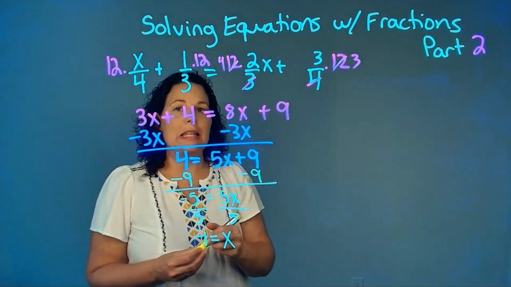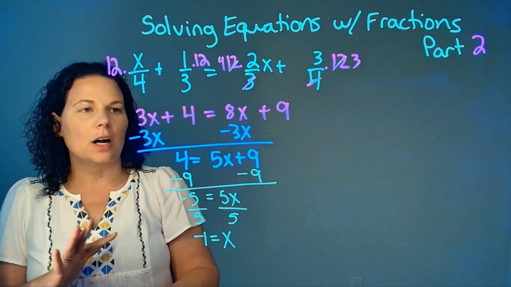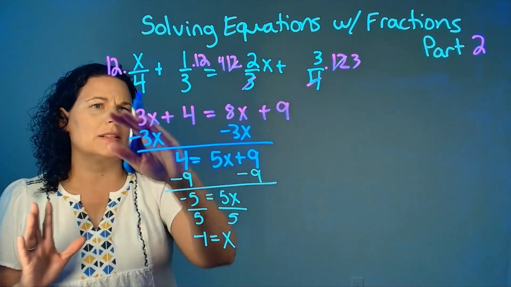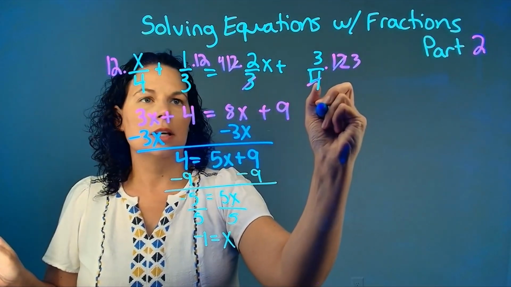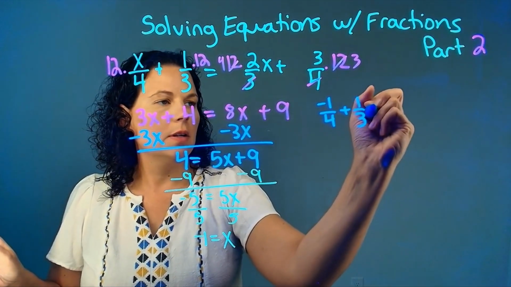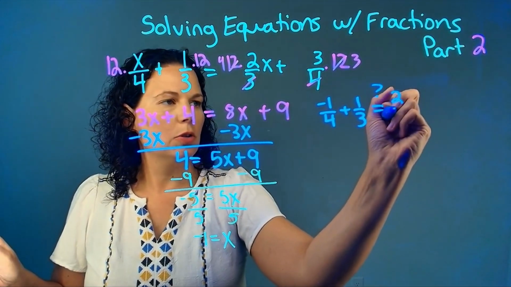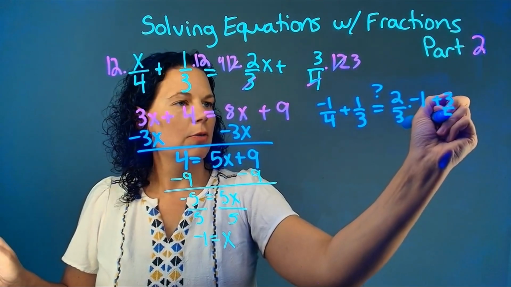Now when you're checking these, go back to the very, very original before you multiplied or anything. Go back to like that greenish yellow one. That's where we're going to plug it in to check. So that's going to give me -1 over 4 plus 1/3. We're going to see, does that equal 2/3 times -1 plus 3/4?